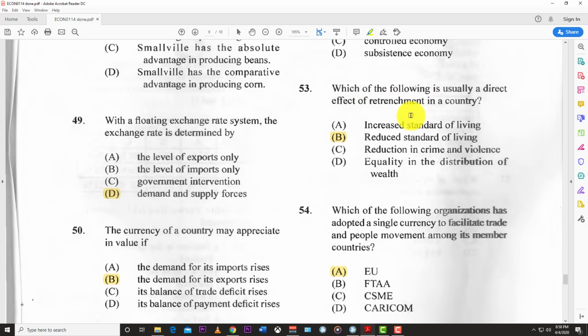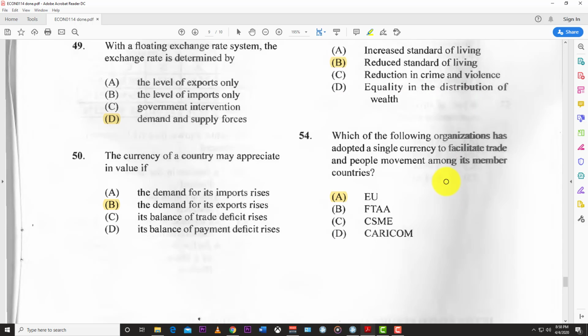53. Which of the following is usually a direct effect of retrenchment in a country? And the answer is a reducing standard of living. Retrenchment means that demand is falling, and so companies close down or send home people. So there's just low demand in the economy, and so it leads to layoffs. Layoffs lead to less money, and so you have a reduced standard of living.